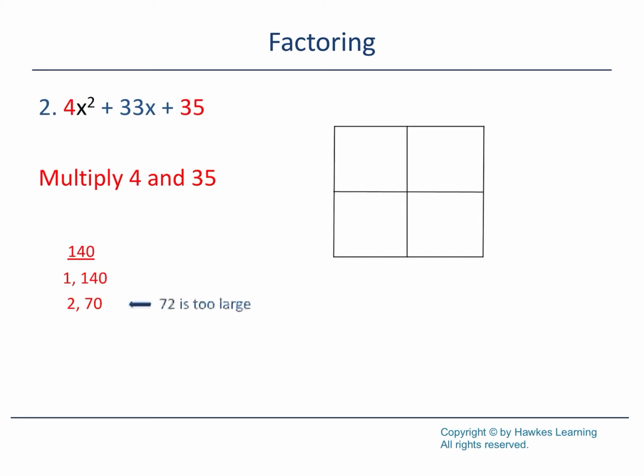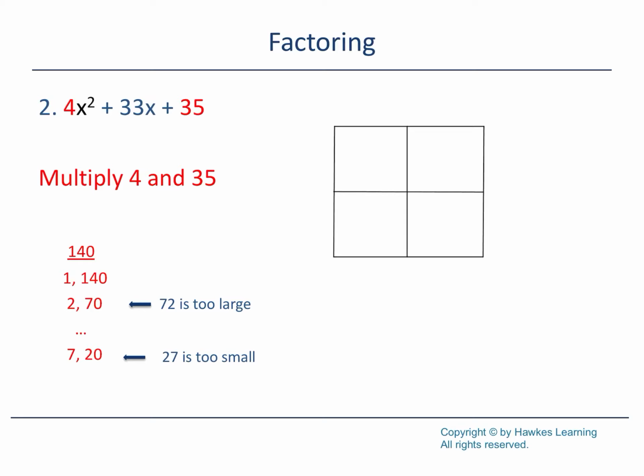All right, so 70 plus 2, 72, that's too big. I'm looking for 33, right? I'm looking for something that's 33. So I'm just going to skip down. I know that 7 goes into 140 because 7 would go into 14, right? So 7 and 20, that's 27. Oh, well, that's too small. I'm looking for 33, right? So I know it's somewhere in between.